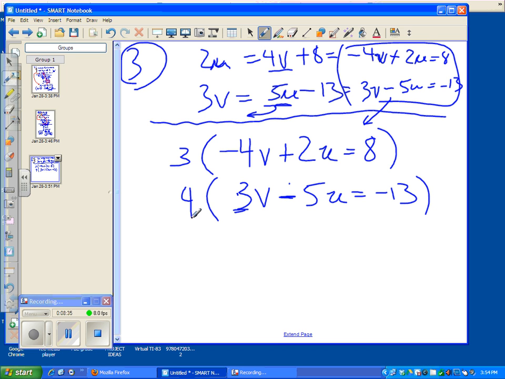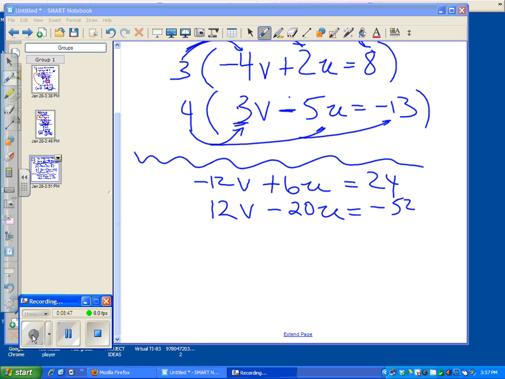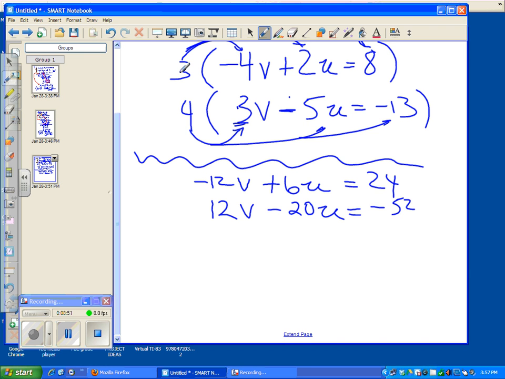As I use these positive integers, I use the distributive property to multiply every number by these numbers in here. And okay, I just distributed all those numbers from up here. 3 times negative 4 is negative 12. 3 times 2 is 6. 3 times 8 is 24. 4 times 3 is 12. 4 times 5 is 20u. 4 times negative 13 is a negative 52.